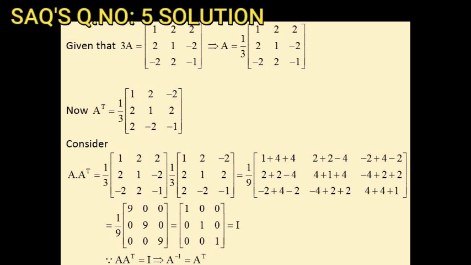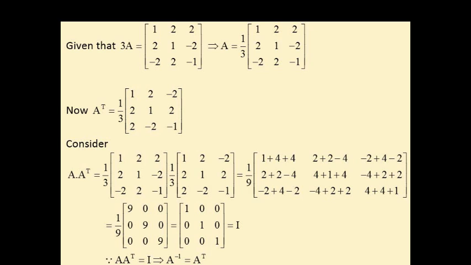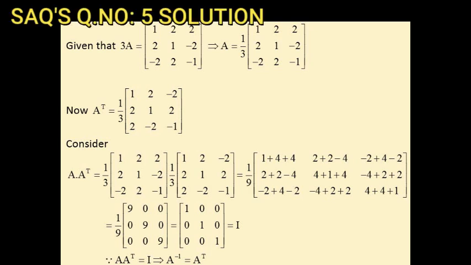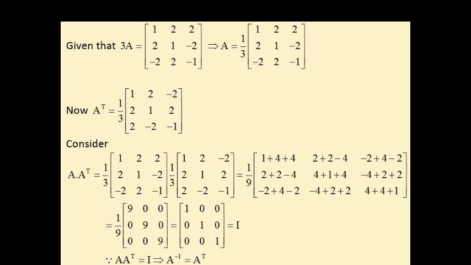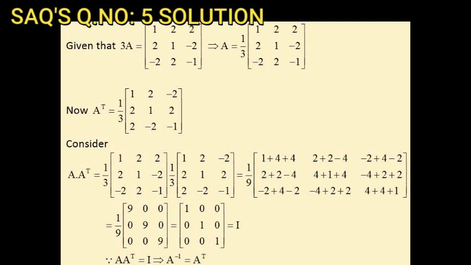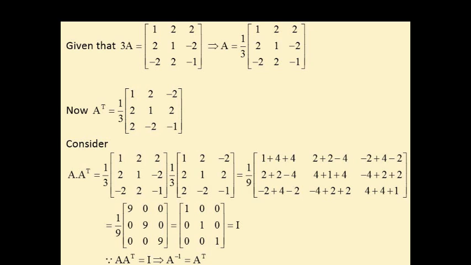Multiplication of the first row with the first column is the first element, that is equal to 1 plus 4 plus 4. The first row with the second column is the second element, that is equal to 2 plus 2 minus 4. And the first row with the third column is the third element, that is equal to minus 2 plus 4 minus 2.